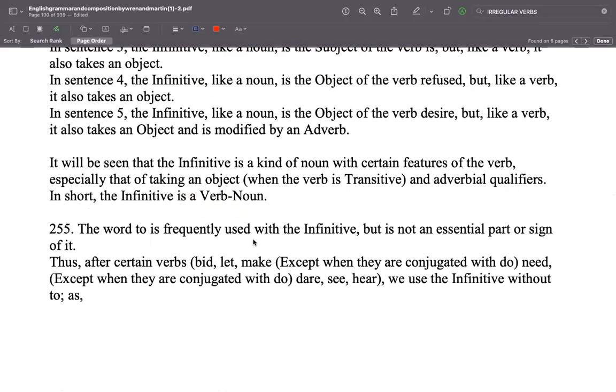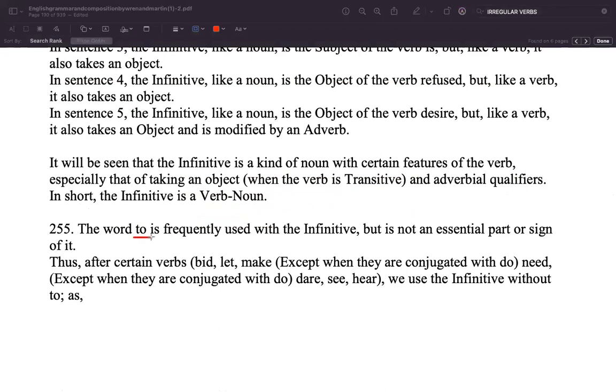Now, the word to is frequently used with the infinitive. So where do we use it? We use to frequently with the infinitive, but it is not an essential part or sign of it. Therefore, after certain verbs, the verbs like bid, let, make, please do remember them. Bid, let, make, except when they are conjugated with do, right? If these words are used with do, then you can use to. If they are not used with do, then you use it without to.